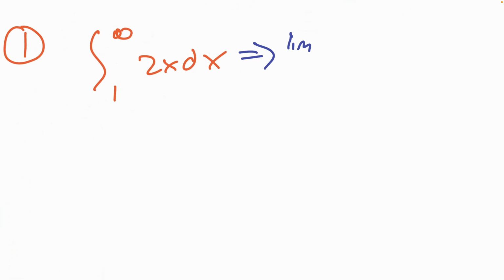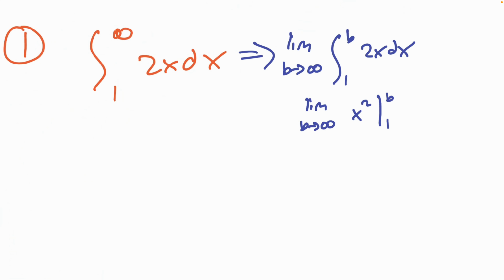We're going to say the limit as b goes to infinity. I chose the letter b because b usually represents the upper bound and a represents the lower bound. So the limit as b goes to infinity of the integral from 1 to b of 2x dx. Then we will integrate, so that's the limit as b goes to infinity of x squared evaluated from 1 to b. Then we will evaluate that: the limit as b goes to infinity of b squared minus 1 squared. And as we evaluate that limit, we'll get infinity minus 1, which is infinity.